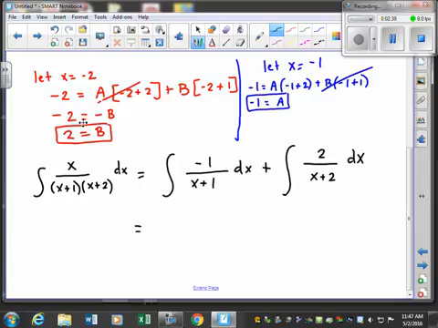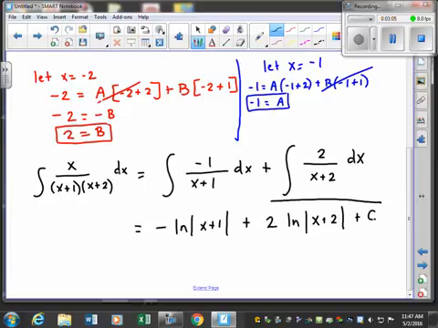Well, if I pulled this negative out front, I'm just going to have a negative. What would the integral of this term be? The negative out front, and I'm just going to have the natural log of x plus 1, right? And then for my second one, I'm going to have the 2 that I could just bring out as a coefficient, times the natural log of x plus 2. And what else? Plus a constant. Yeah, almost forgot.